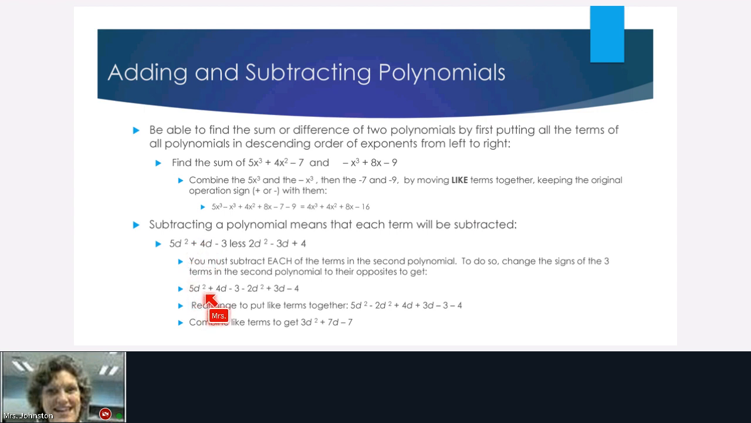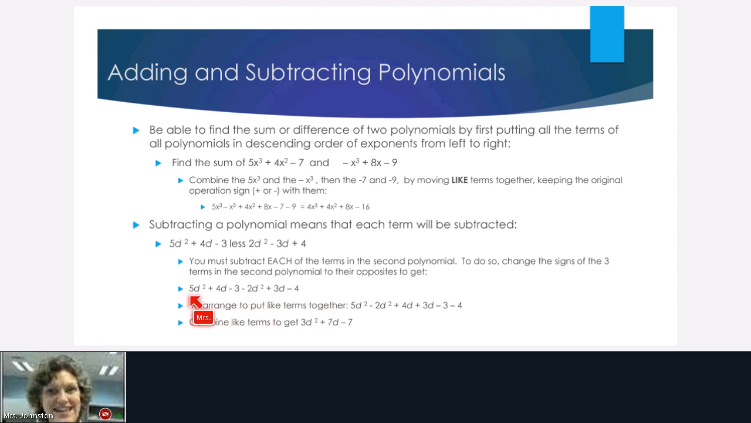So here's my first expression, 5d squared plus 4d minus 3. Now instead of positive 2d squared, I put minus 2d squared. Instead of minus 3d, I put plus 3d. Instead of plus 4, I put minus 4. In other words, I'm subtracting each term. Remember, subtracting is just adding the opposite.